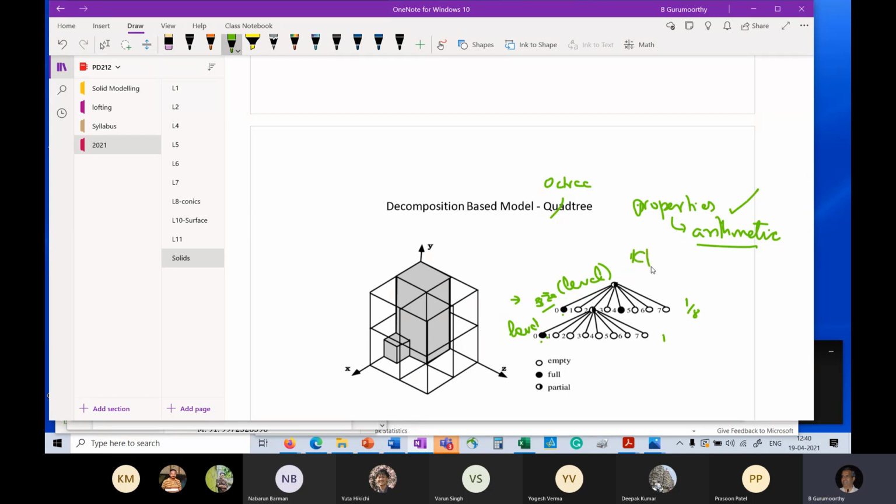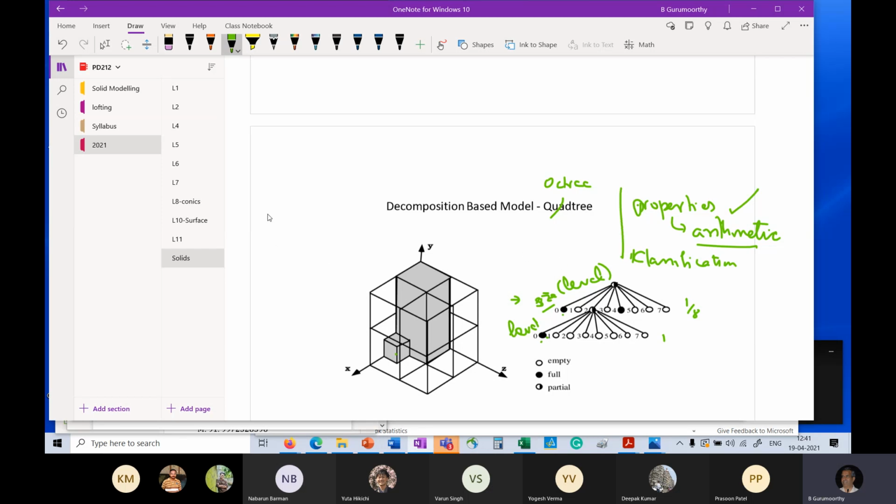Second is classification. Now that is also convenient, because given a point, you can find out which octant it is in. And then if that octant is labeled full or empty, you know the conclusion. If it is partial, anyway, you will have these octants, so you know which octant that is, and you can always decide whether it is full or empty. So those are the good things about this representation.